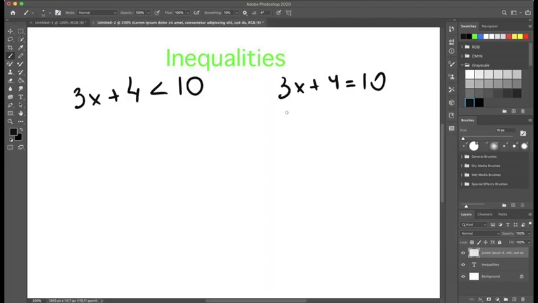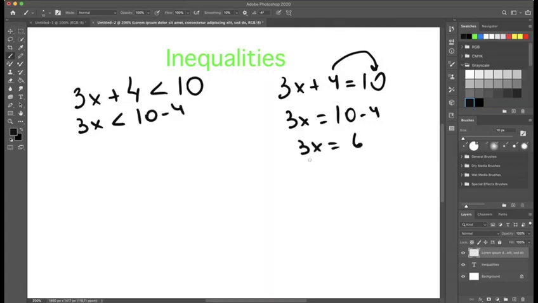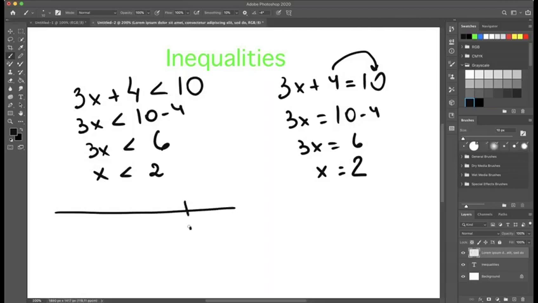Let me solve it. So 3x equals, I'm taking 4 and moving it to the other side. So 10 minus 4. Same I'm doing with this part. 10 minus 4. 3x less than 6. X less than 6 divided by 3, which is 2. X less than 2, yes? So it's a linear equation, but this one is a linear inequality. So x less than 2 means, on the number line, all the numbers less than 2.